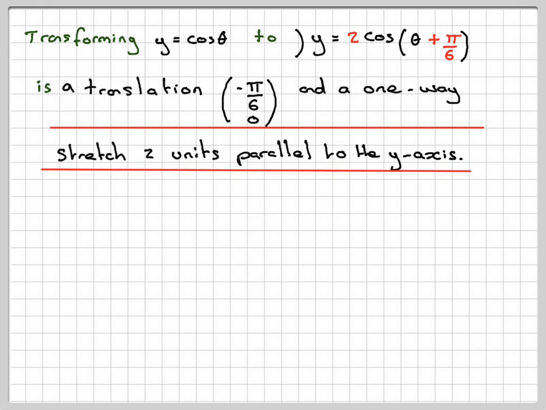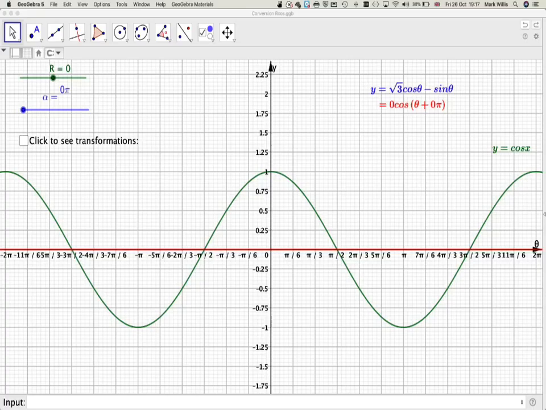Now, we can look at this using a GeoGebra app. So here is my GeoGebra app. So let's first of all have a look at this. This is the graph of cos x. Okay, and we want to draw the graph of root 3 cos theta minus sin theta, and we know this is 2 cos theta plus pi by 6.